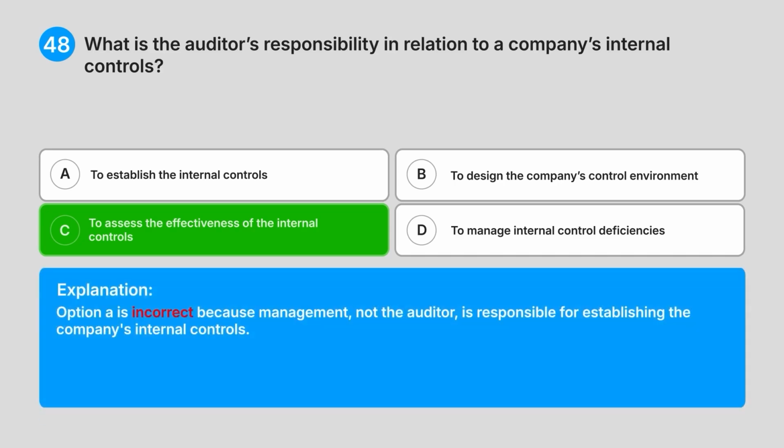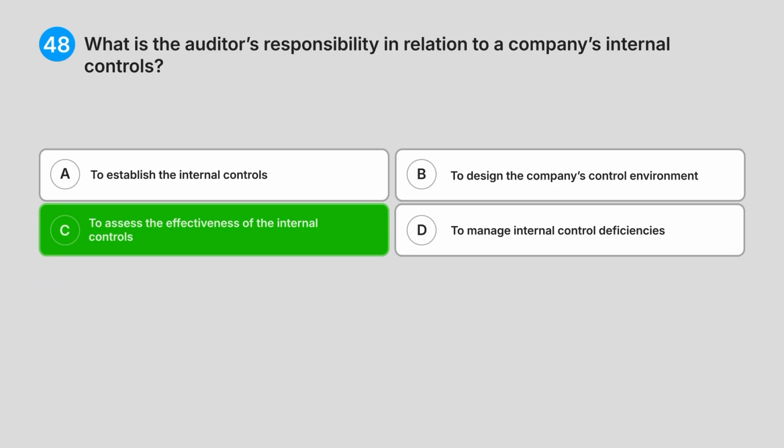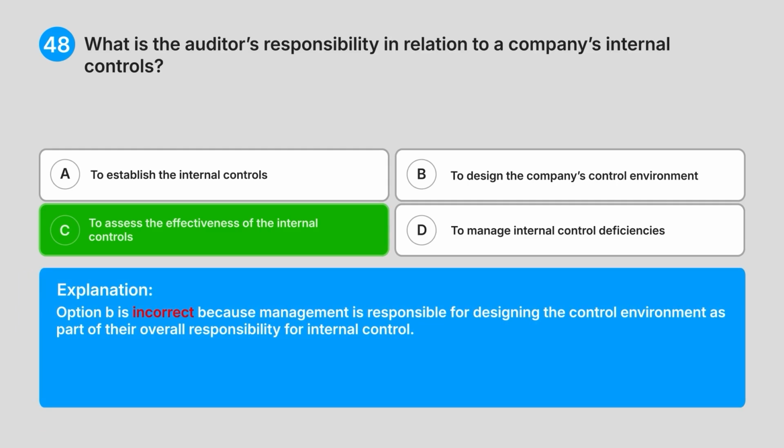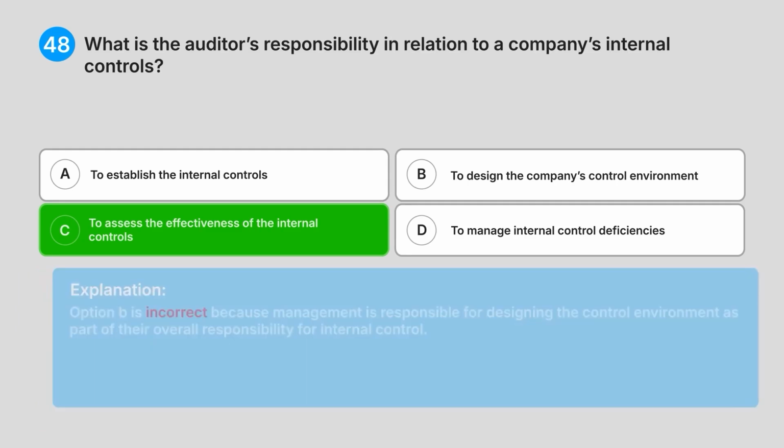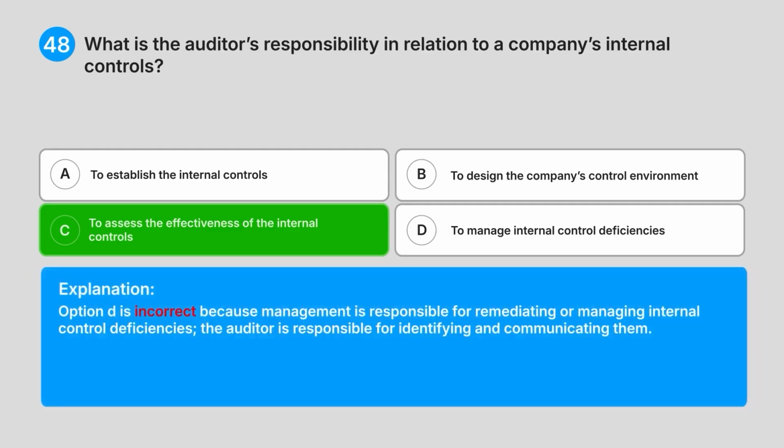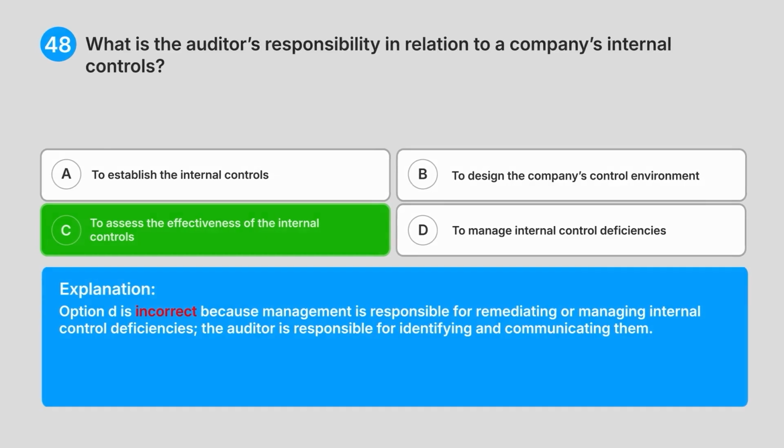Option A is incorrect because management, not the auditor, is responsible for establishing the company's internal controls. Option B is incorrect because management is responsible for designing the control environment as part of their overall responsibility for internal control. Option D is incorrect because management is responsible for remediating or managing internal control deficiencies. The auditor is responsible for identifying and communicating them.